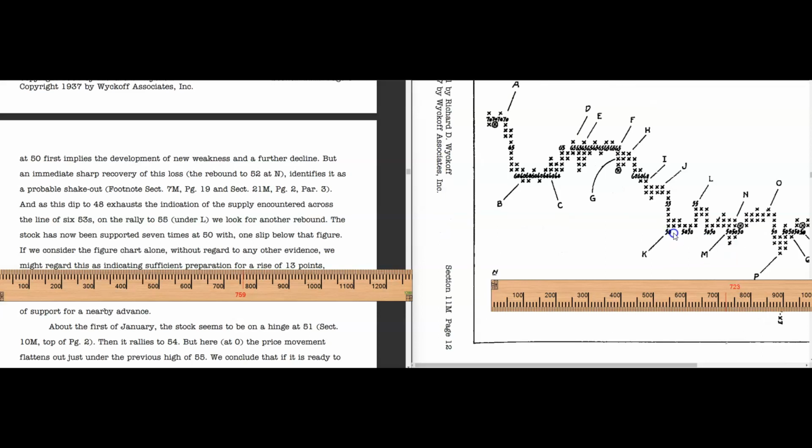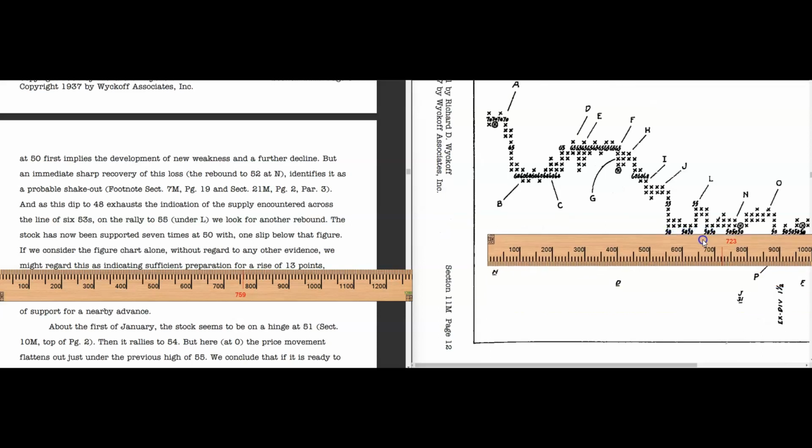What is he doing here? He's just counting the base. 1, 2, 3, 4, 5, 6, 7, 8, 9, 10, 11, 12, 13. Actually 14, but whatever. So he's looking and he's counting and he's saying, okay, if you don't look at the bar chart along with the PNF chart, if you purely look at the PNF chart, you'll say what? It's going up 13 points.